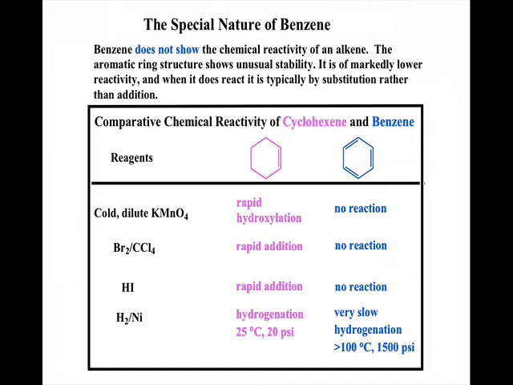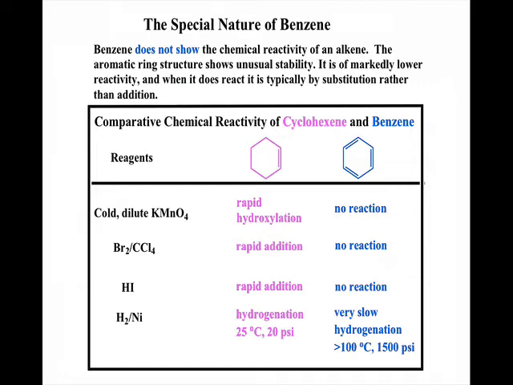HI, we can rapidly add across here, no problem. Hydrogenation, I can hydrogenate this easily with a nickel catalyst or palladium or platinum at room temperature, and I don't even have to be at 20 psi of hydrogen. I can just bubble it through at atmospheric pressure, and it will rapidly hydrogenate. However, if I want to hydrogenate benzene, I can do it, but it's going to be extremely slow.